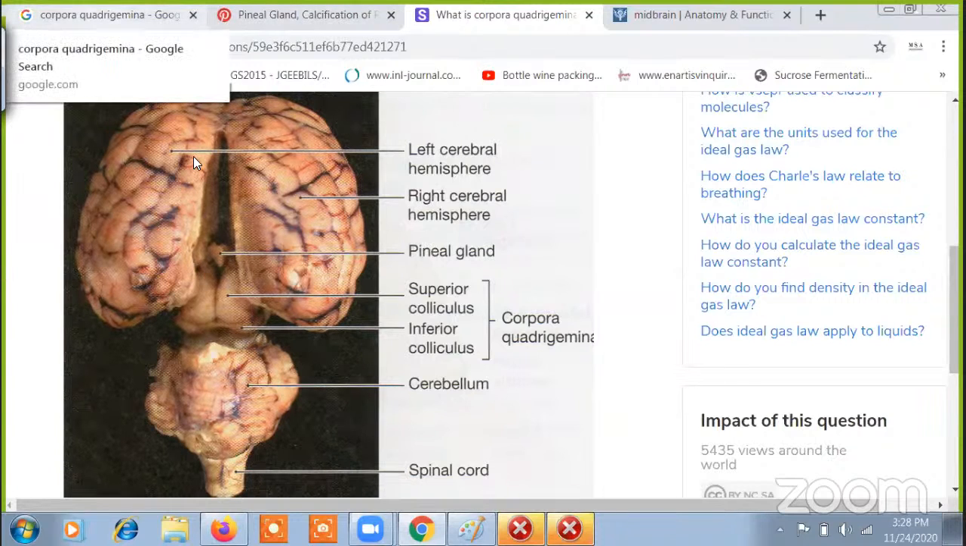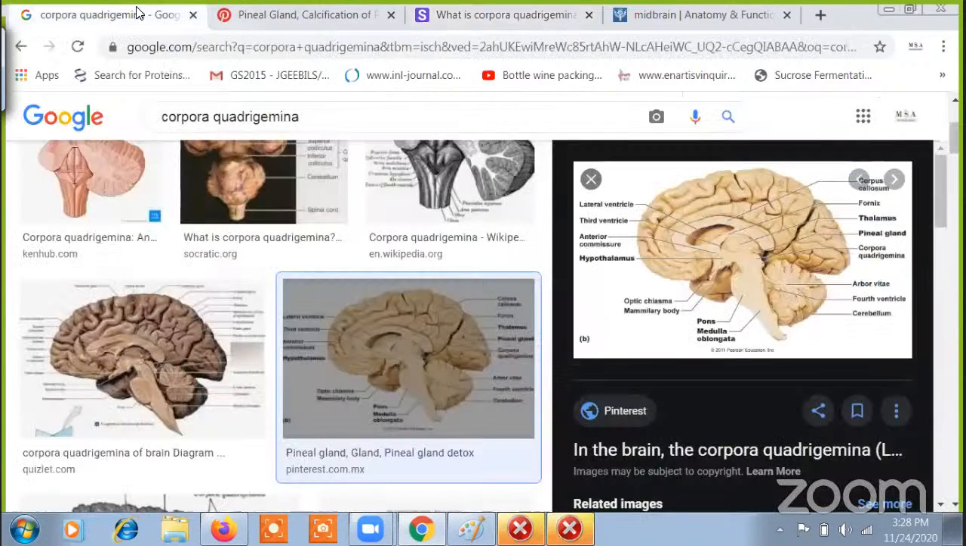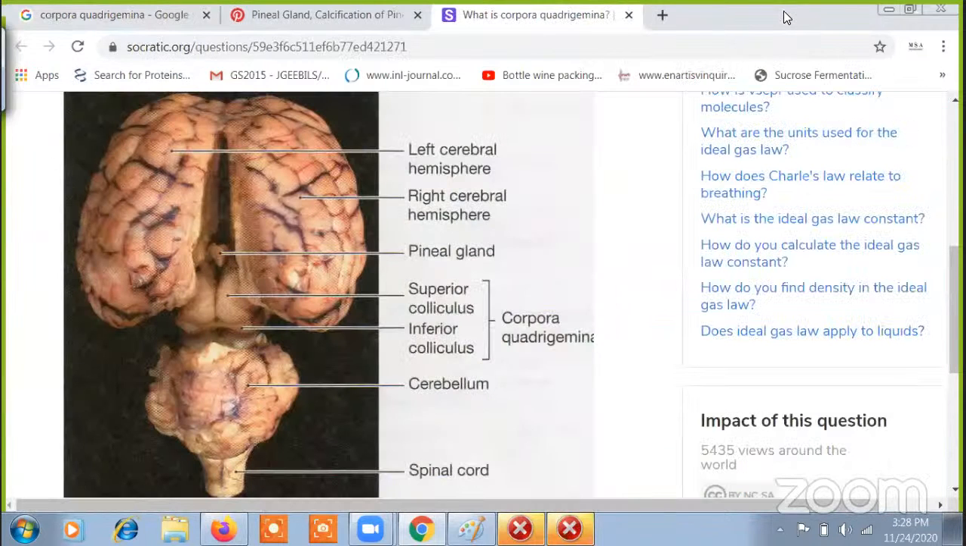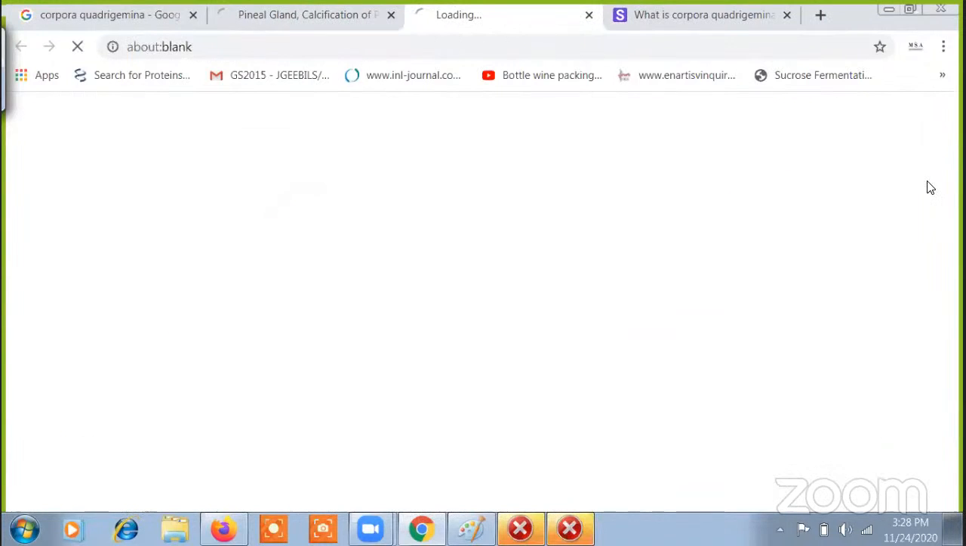Okay. Now next is this region. Just a minute. Brain anatomy we have discussed. Here you can find.